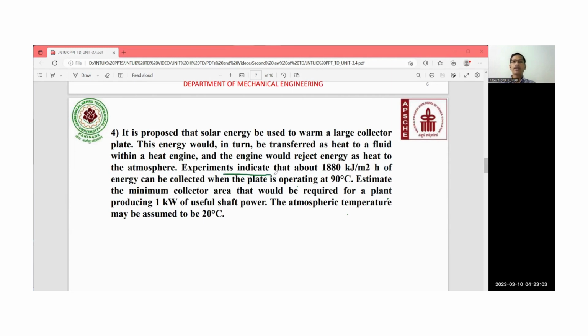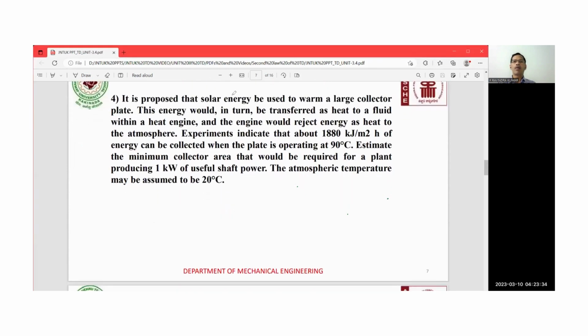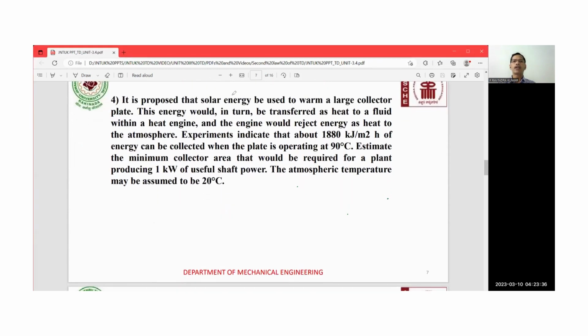Experiments indicate that about 1880 kilojoule per meter square hour of energy can be collected when the plate is operating at 90 degrees centigrade. Estimate the minimum collector area that would be required for a plant producing 1 kilowatt of useful power. Right? So the atmosphere may be assumed as this one. This is the problem. Very simple thing, right?